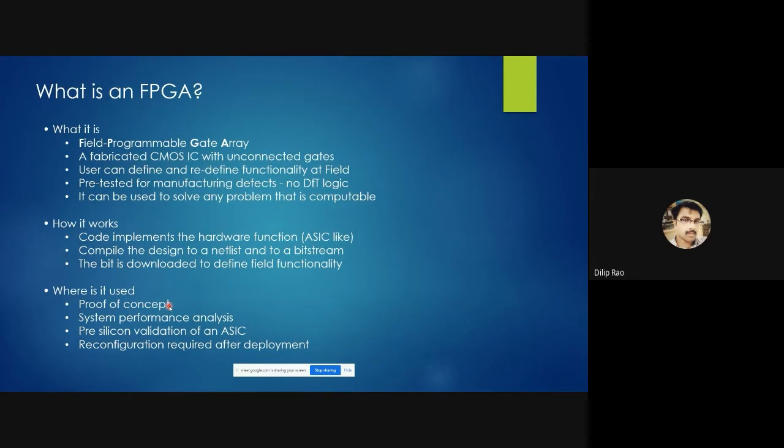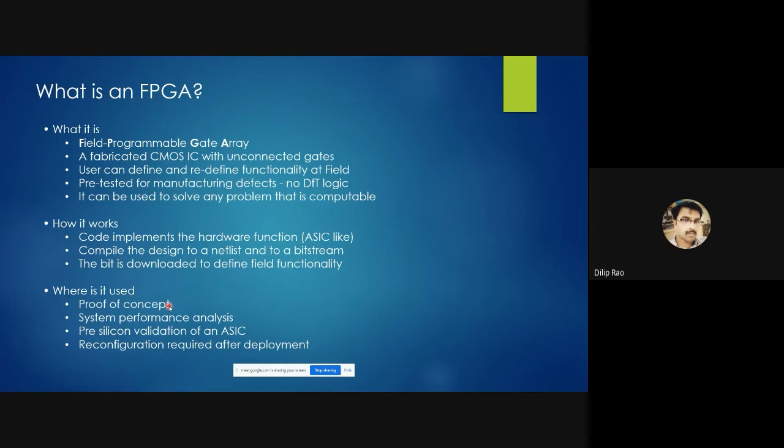Okay, so narrowing down our focus, let's see what an FPGA is. FPGA is an acronym. It stands for Field Programmable Gate Array. As I said, it's a prefabricated CMOS technology IC, integrated circuit, with unconnected gates. So the functionality is open. The functionality is defined, and programmable again in the field, on the basis of what a user expects out of it.